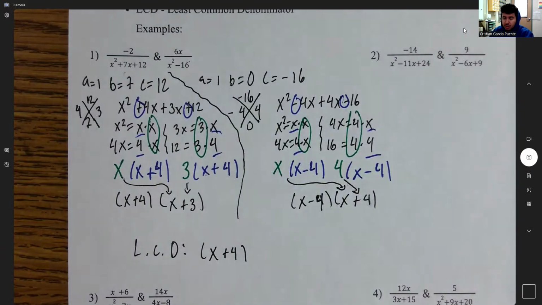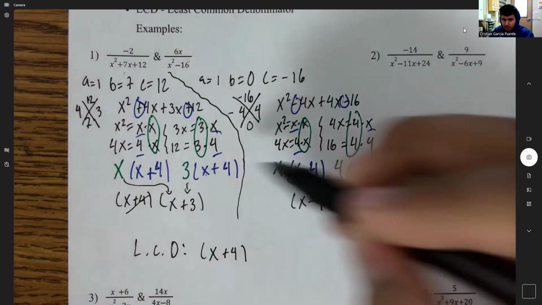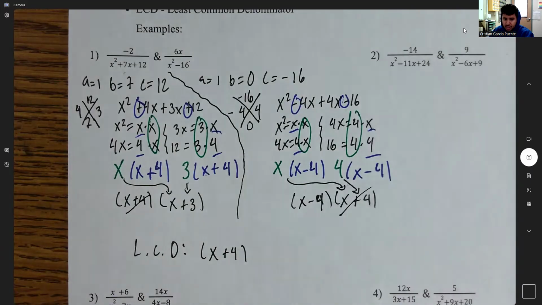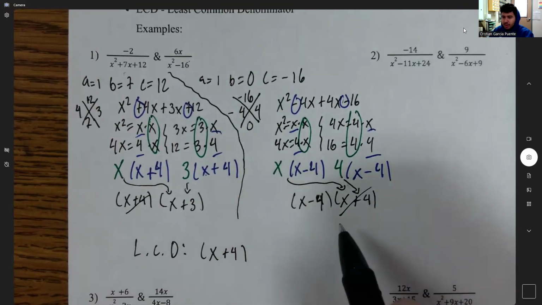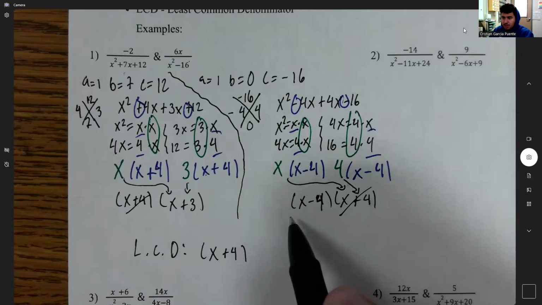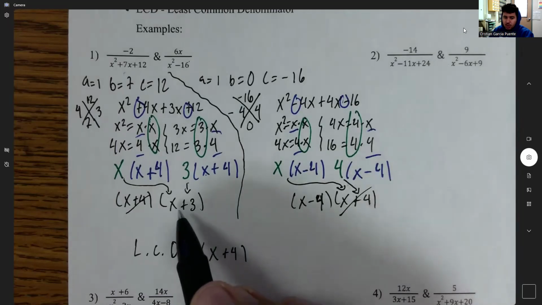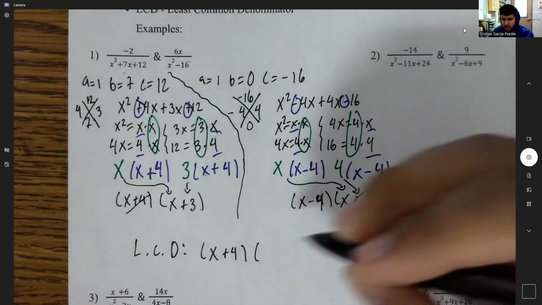And what I like to do is, since I use this x plus 4, I'm just going to cancel that. Now, what have I not used on the left? Or first, is there anything else I have in common? They don't have anything else in common. So now we're just going to write our leftover. So what have we not used on the left? We didn't use x plus 3. So we'll write that down, x plus 3.